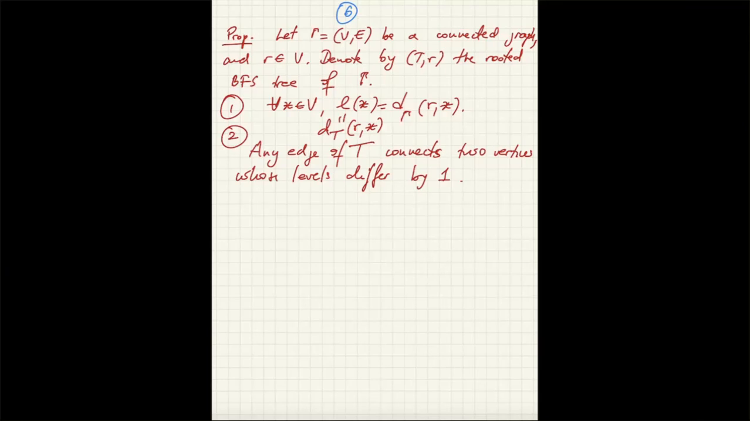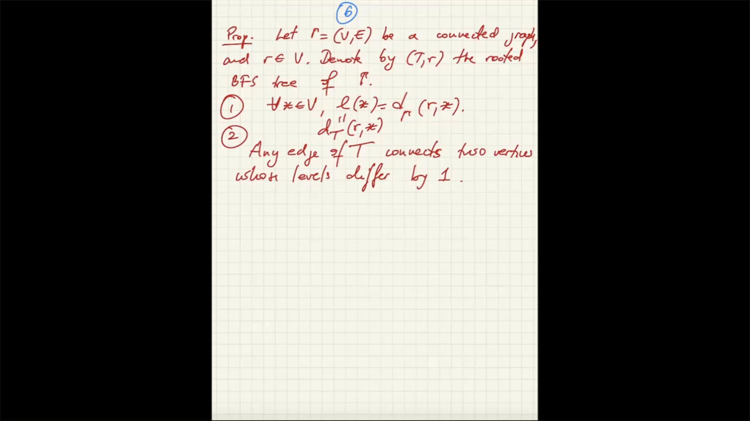So the one thing you can use this breadth first search for is, if you pick a vertex and you want to find the distances in the graph, so the lengths of the shortest path from that vertex to any other vertex in the graph, you can do the breadth first search algorithm, and that will give you the tree, and the levels that you obtain, those are the distances that you want.